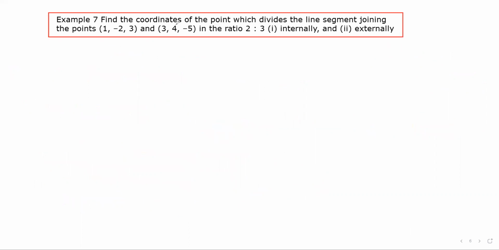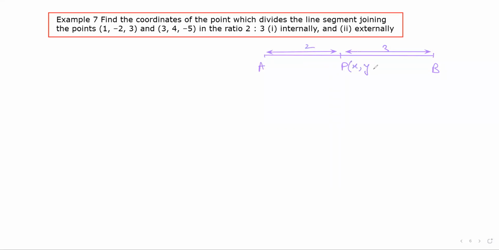Find the coordinates of the point which divides the line segment joining the given two points A and B in the ratio 2:3, first internally and then externally. So let's consider two points A and B whose values are given to you, and the coordinates of the point. Now we are considering a point P which internally divides AB in the ratio which is given, 2:3.